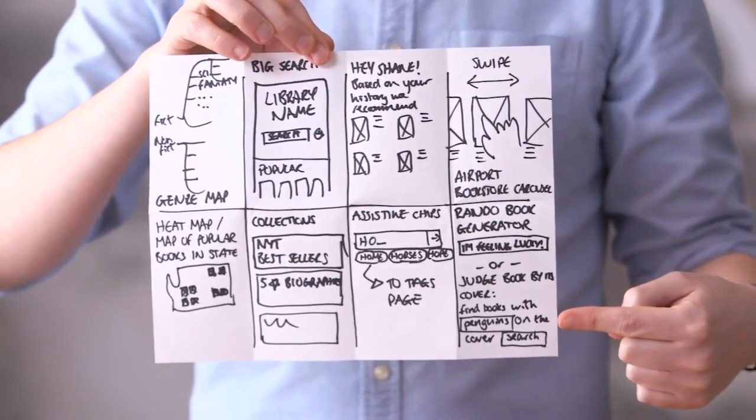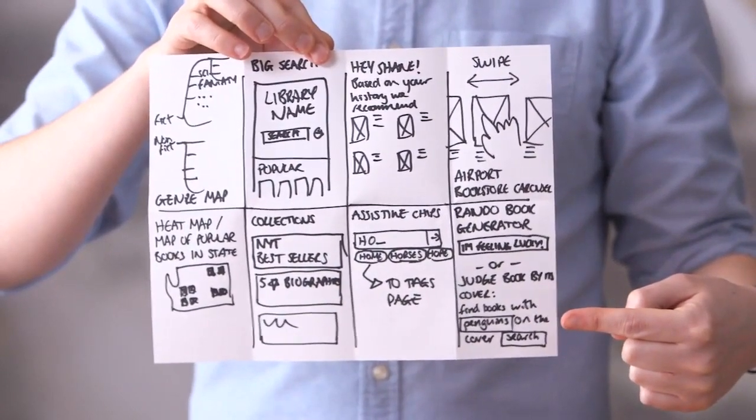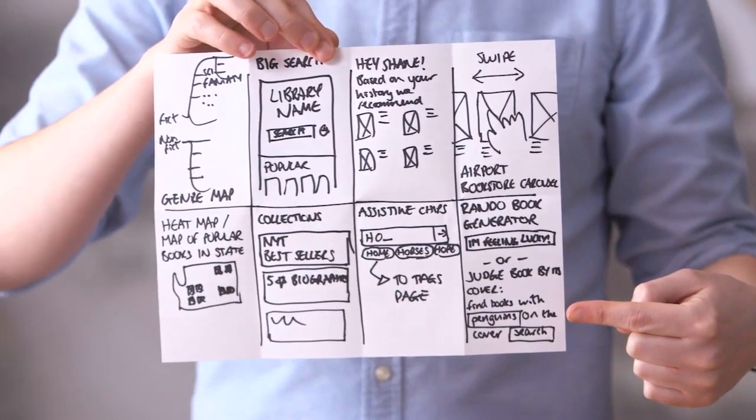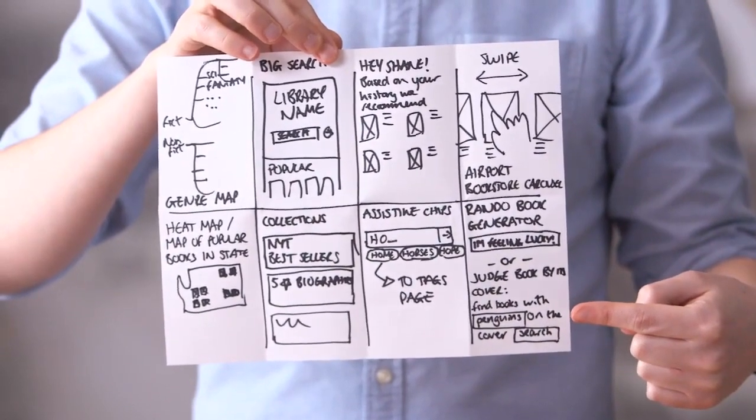And sometimes we might just want to judge a book by its cover. How about if we allowed users to search for blue books or books with penguins on the cover? That's what this sketch represents here.